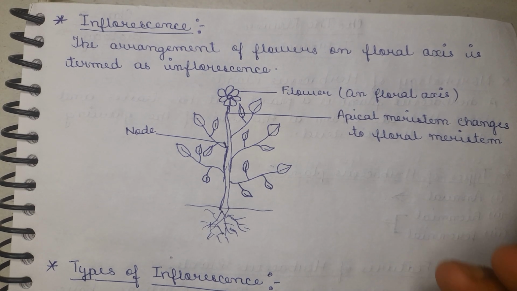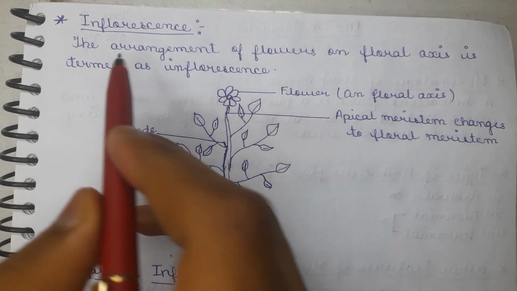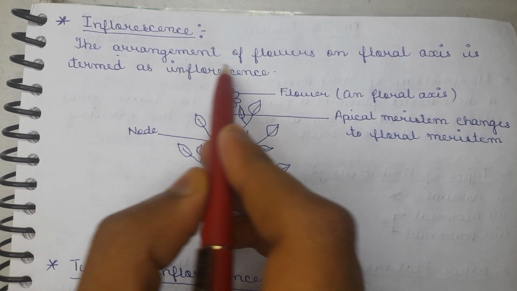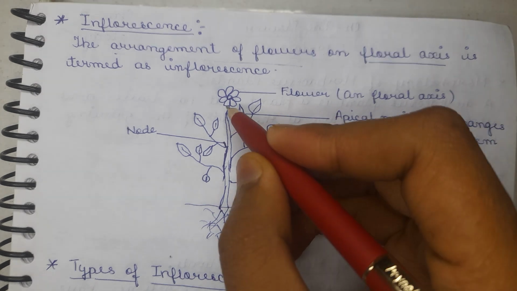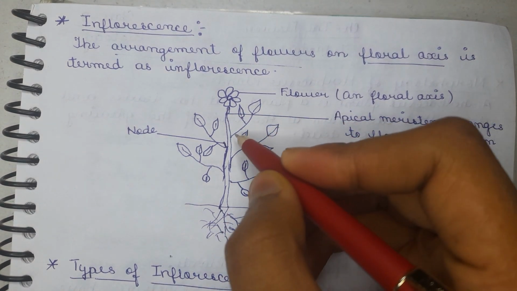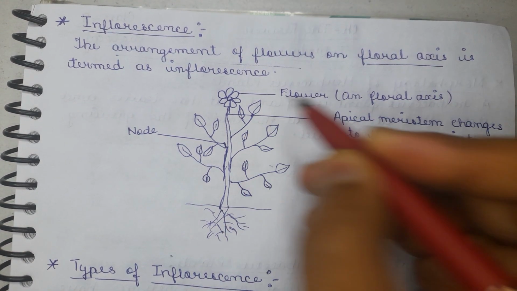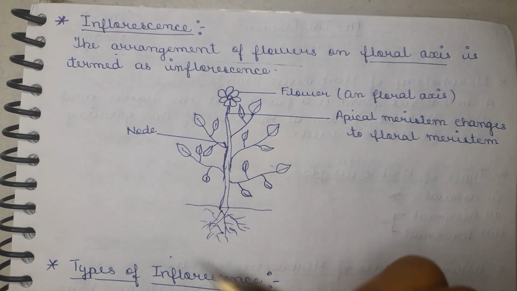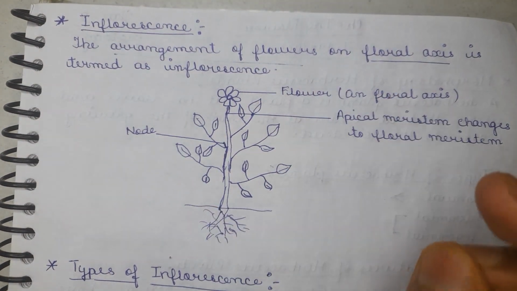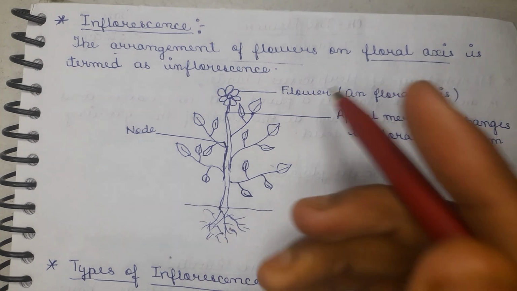Like that only, inflorescence is basically the arrangement of flowers on the plant on their floral axis, that means on the tip of the shoot region or at every stem's tip. Like that only, we will see a diagram here. Where do these flowers come from? These are basically the modified shoot.